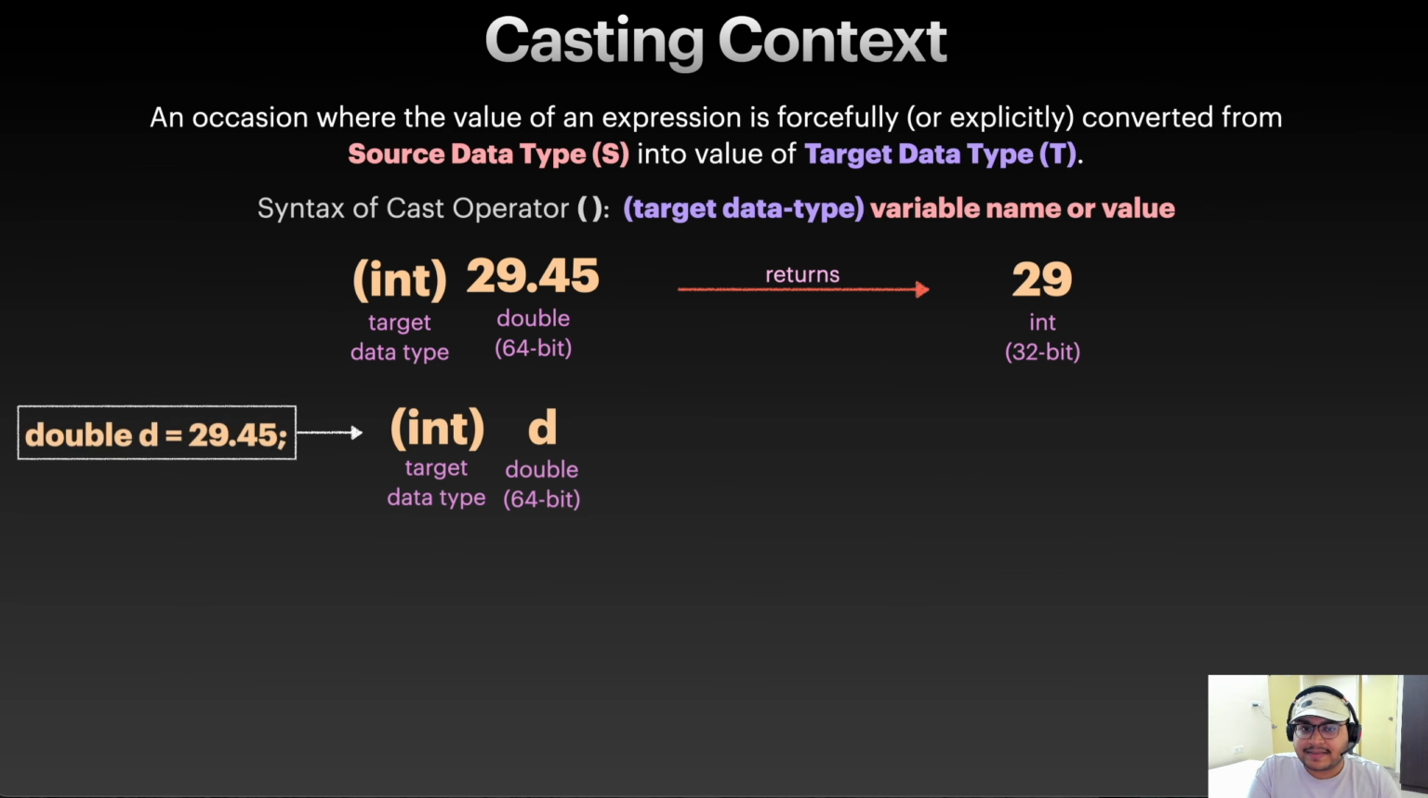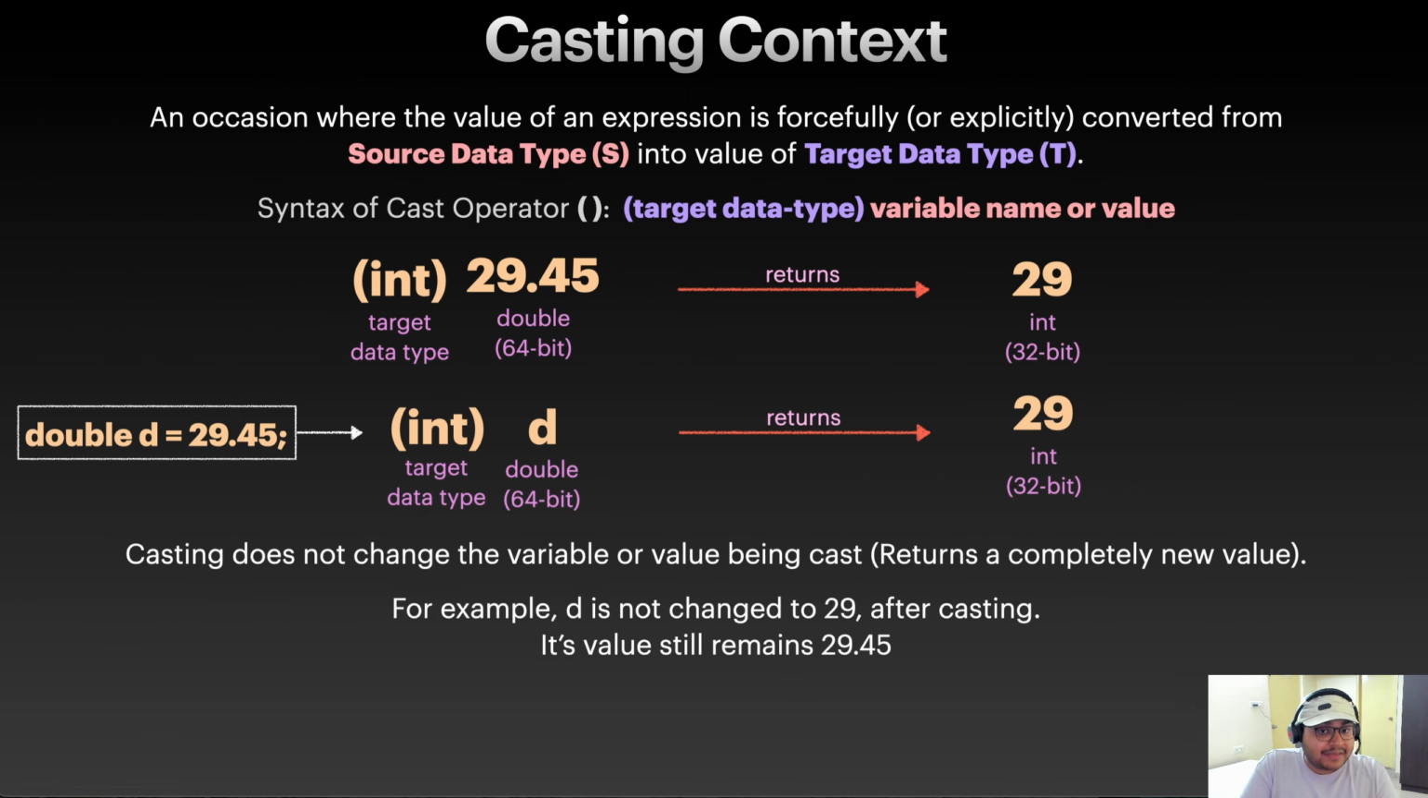Now consider another example where d is a variable of type double, and we want to convert it to an int again. Just use the cast operator with int and it will do the job for you. Remember, casting does not change the original variable or value. It always returns a new value on top of it. For instance, after casting, d still remains 29.45 and not 29.